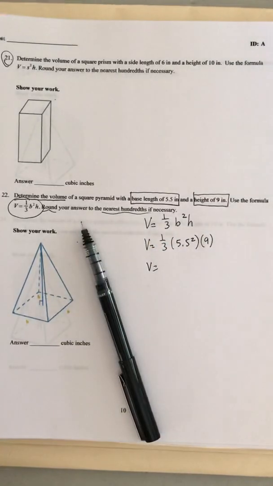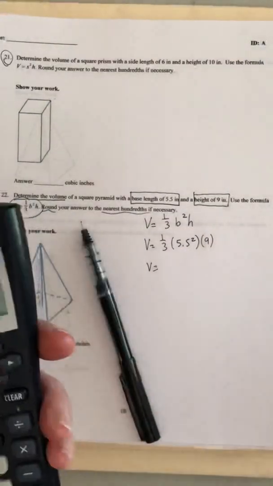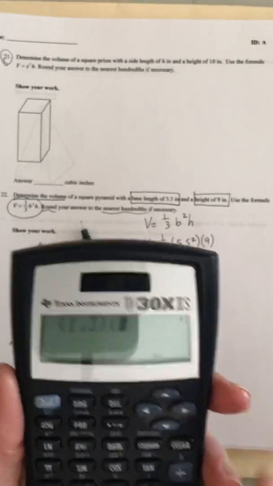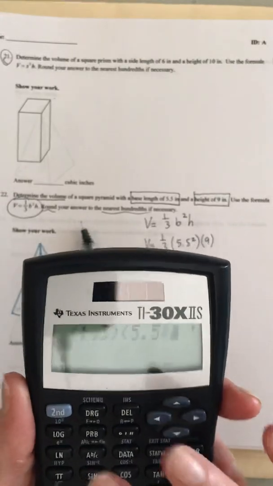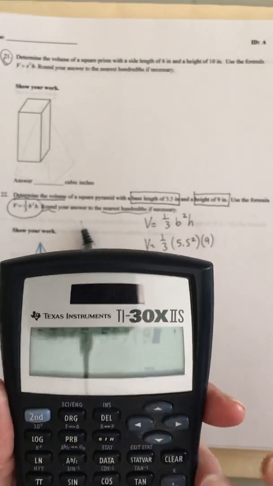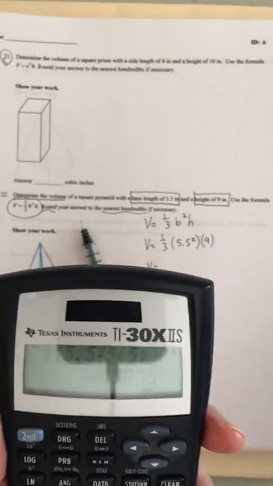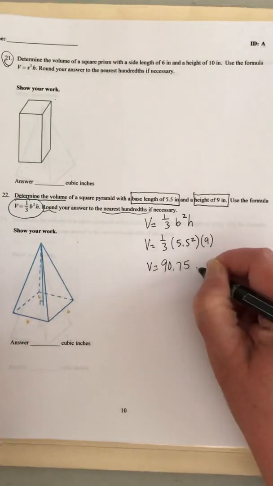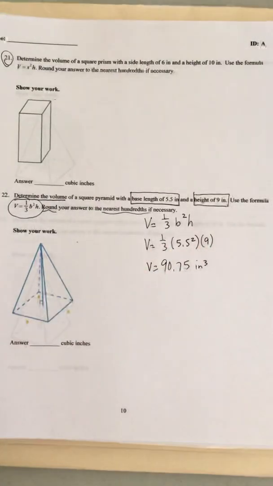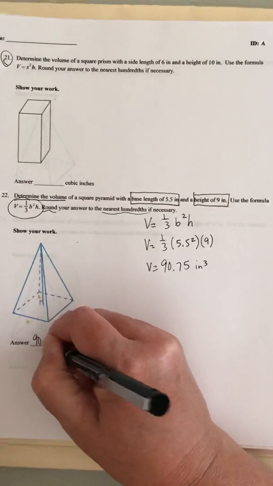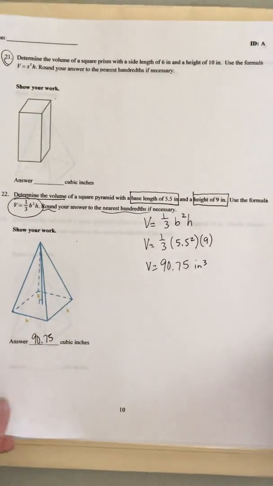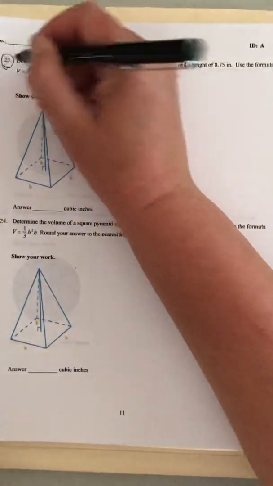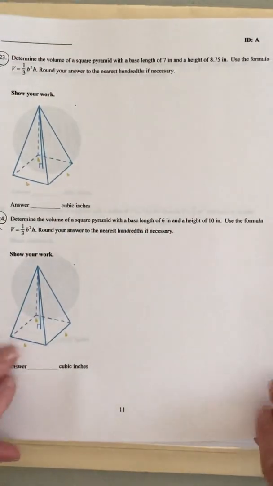Okay, typing this into my calculator. I've got parenthesis 1 ABC 3 times 5.5 squared times 9, and I use parentheses for my multiplication, and I get 90.75 cubic inches. 90.75 cubic inches. Okay, that's all you had to do. So using what we did in 22, you are answering questions 23 and 24.